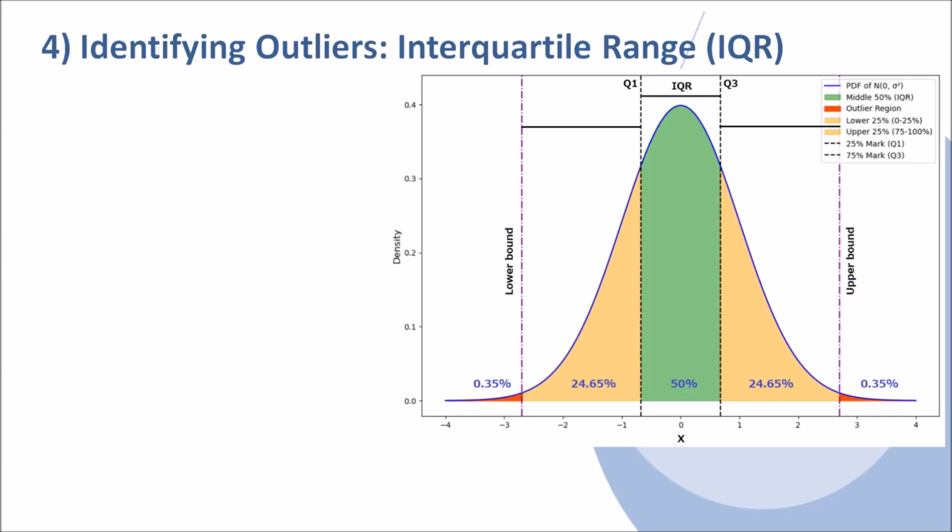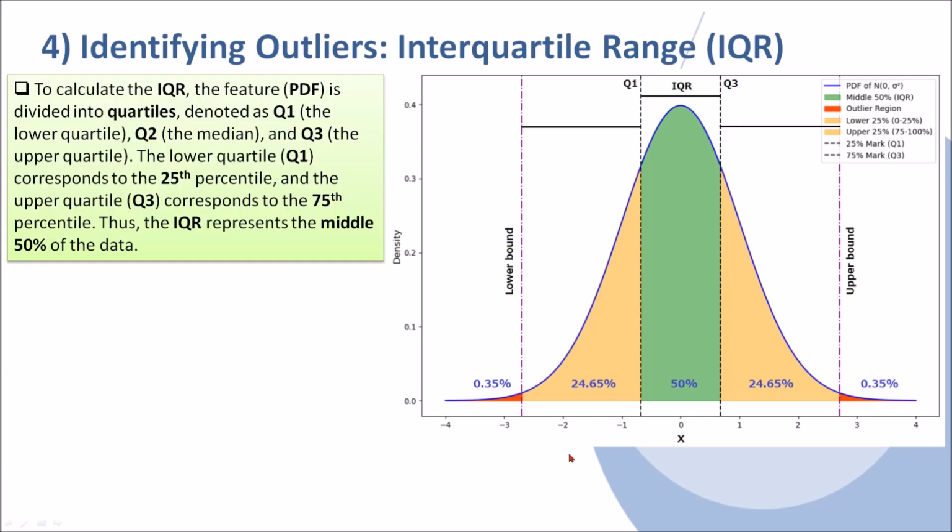Here, why did we talk about the probability density function? Because we are going to understand the interquartile range. Actually, the interquartile range is defined based on the probability density function of a feature. Now let's see it. In order to calculate the interquartile range, the feature, namely this probability density function, is divided into quartiles, denoted as Q1, the lower quartile, Q2, the median, for example this is Q2, and Q3, the upper quartile.